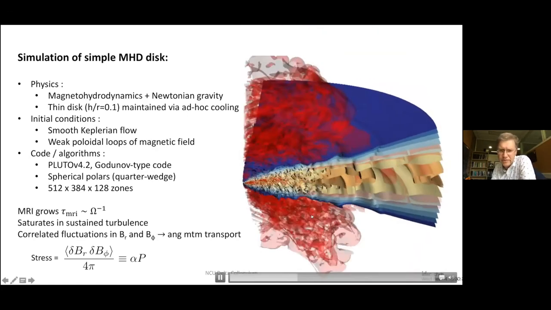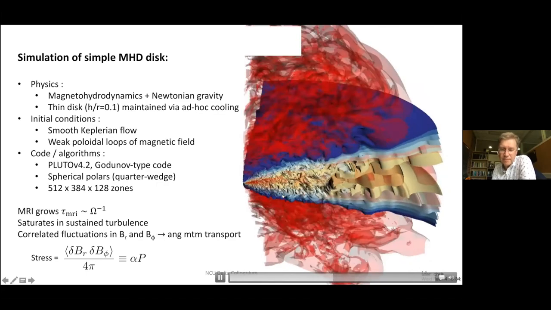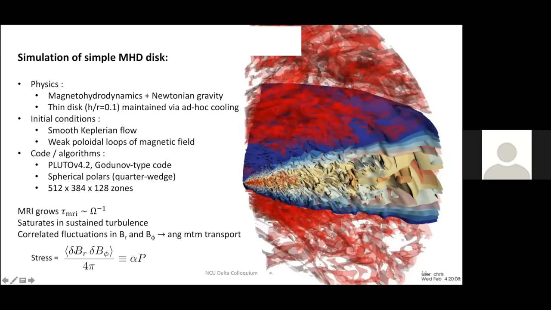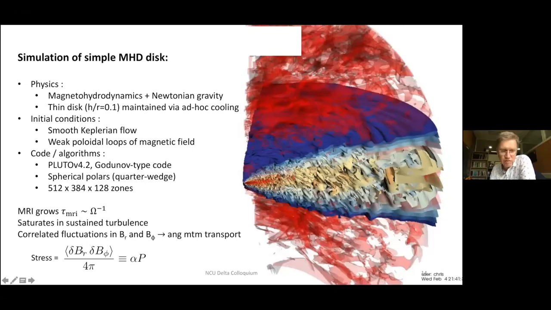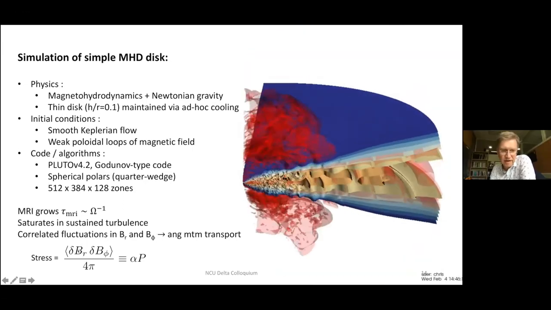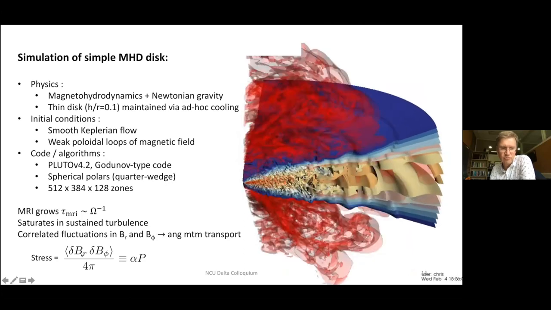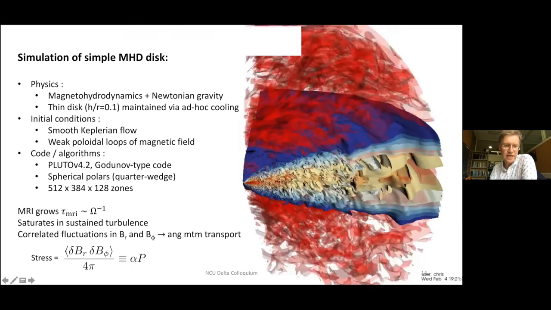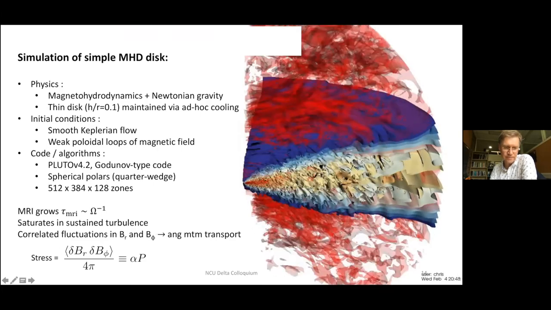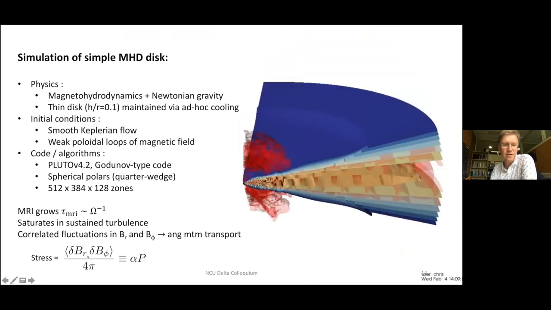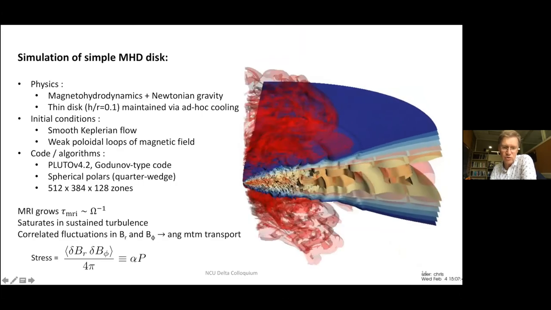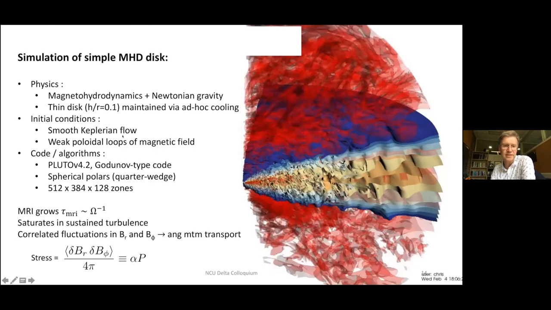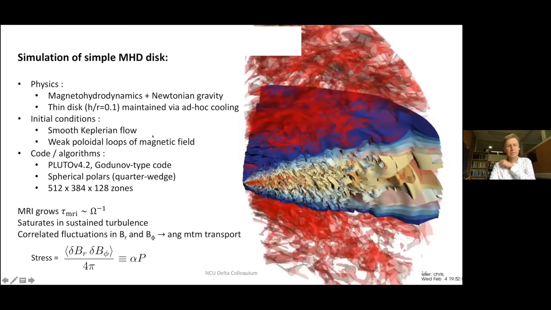In particular, when you actually look into the detailed physics of how angular momentum is transported, it's the combination of B_R times B_phi. So the fluctuations in the radial magnetic field times fluctuations in the phi magnetic field, it's that correlation that is giving us the stress that we can then find is actually proportional to alpha times P. So this is the basics of how this works.